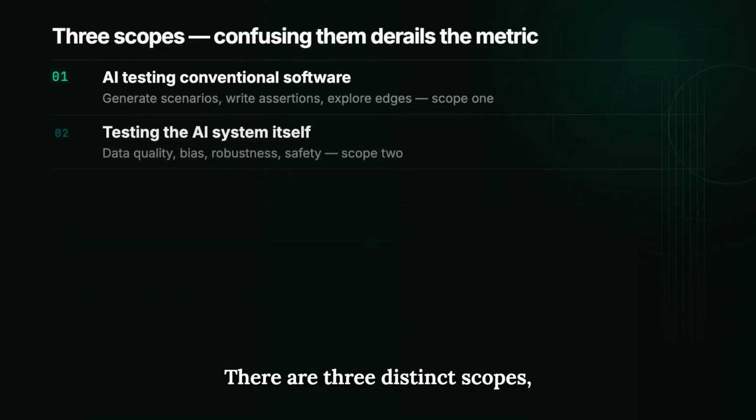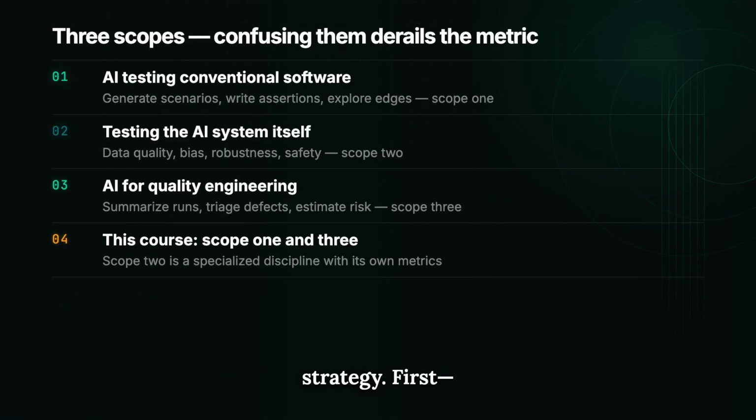There are 3 distinct scopes, and confusing them derails your strategy. First, using AI to test conventional software: generating scenarios, writing assertions, exploring edge cases. Second, testing the AI system itself: data quality, model bias, robustness, safety. Third, using AI to support quality engineering activities broadly: summarizing test runs, triaging defects, estimating risk. This course focuses on scopes 1 and 3. Scope 2, testing AI systems, is a specialized discipline with its own metrics, and mixing it creates confusion about what you are actually measuring.